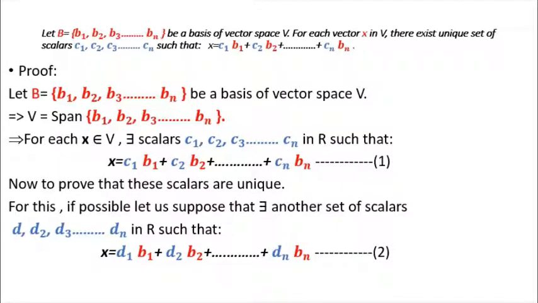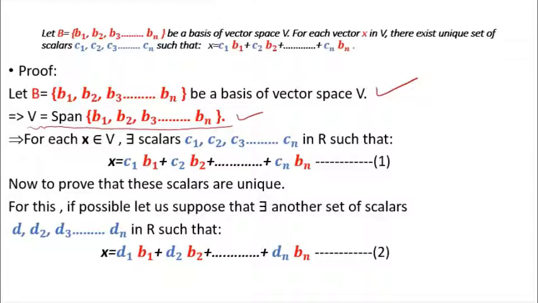Let us go through the proof of this theorem. So B, the set containing b1, b2, b3 and so on bn, is given as a basis of a vector space V. Then by definition this B should span the vector space V. That is, V is equal to the span of the set containing b1, b2, b3 and so on bn. That is according to the definition of basis.